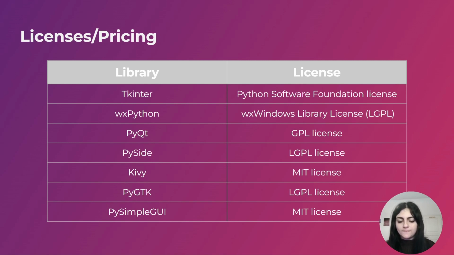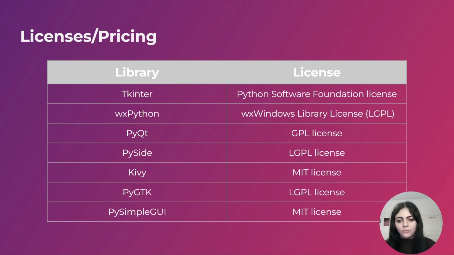So with Tkinter, this is under the Python Software Foundation license, it's open source, so there's no problem about it here. WxPython uses the wxWindows library license, which is an extension of the LGPL license. Then you have PyQt, which uses GPL, PySide LGPL, Kivy MIT, PyGTK LGPL, and PySimpleGUI MIT.